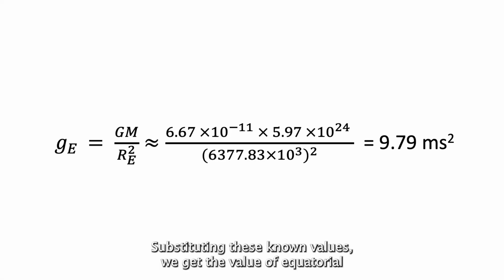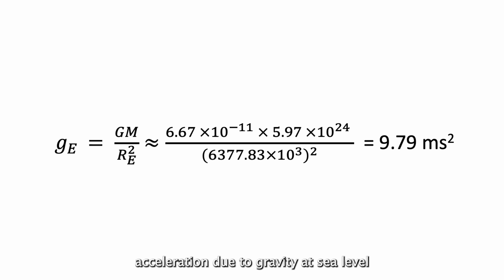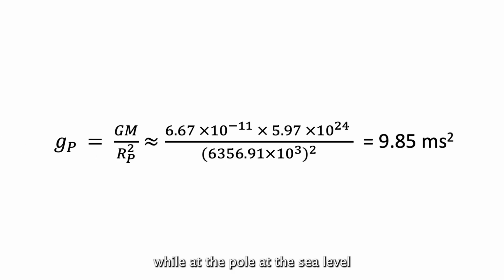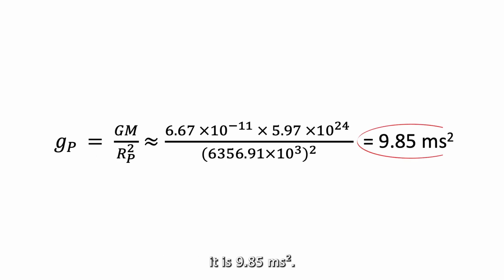Substituting these known values, we get the value of equatorial acceleration due to gravity at sea level as 9.79 meters per second squared, while at the pole, at sea level, it is 9.85 meters per second squared.